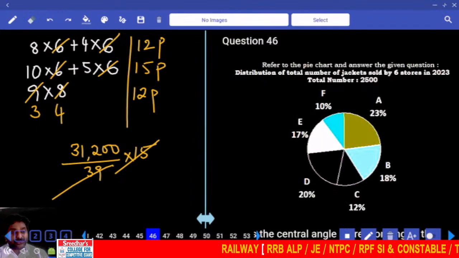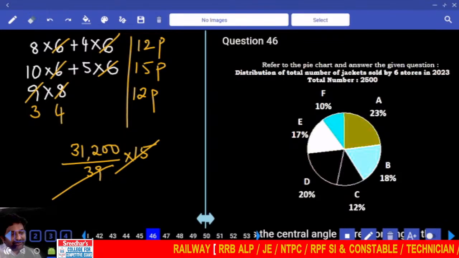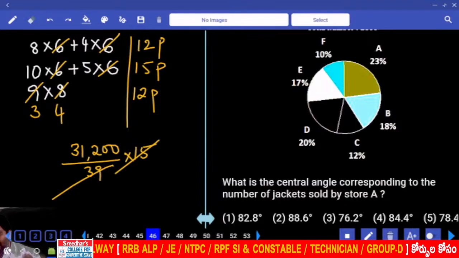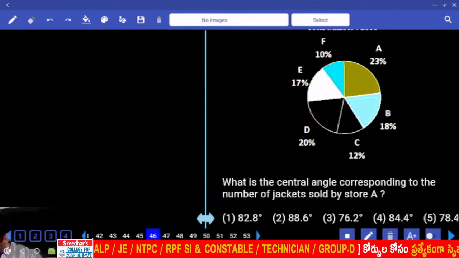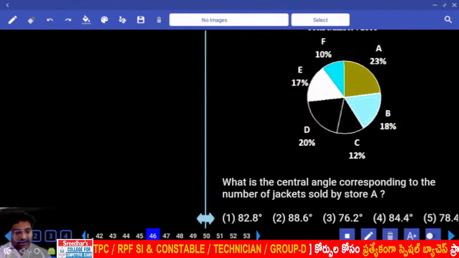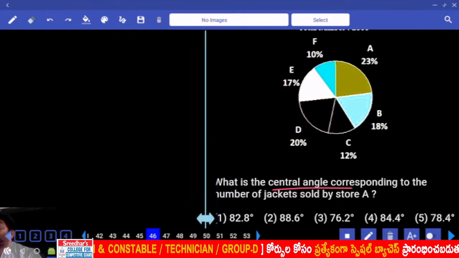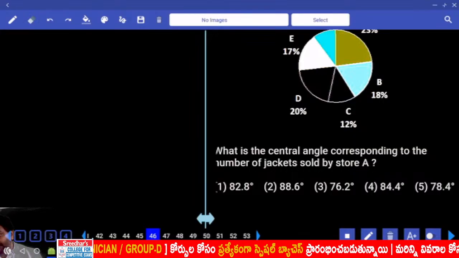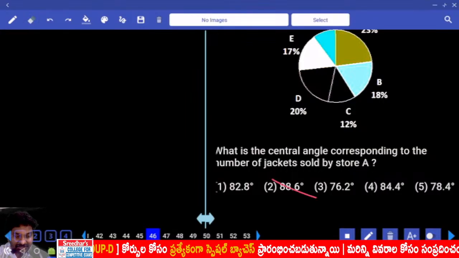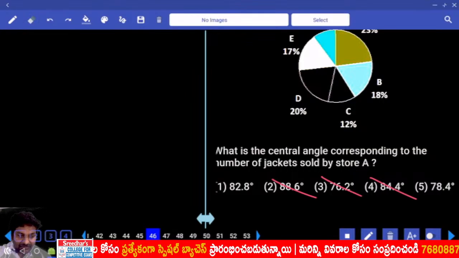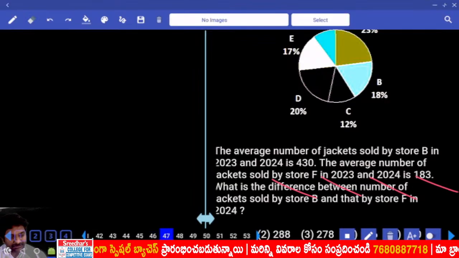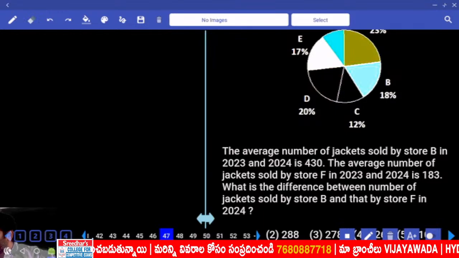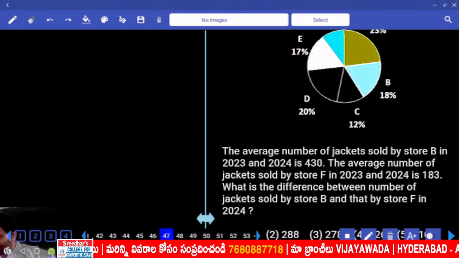Distribution of total number of jackets sold by 6 stores in 2023. Total number 2500. Let's not prepare any table. Do it when it is really required. Okay. What is the central angle? Super. Can it be first option? Second, third, fourth, fifth. Done. Next question.